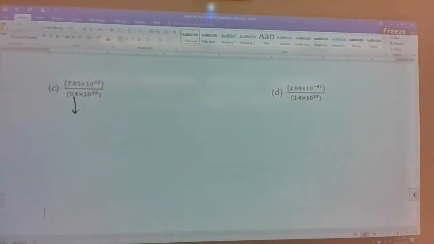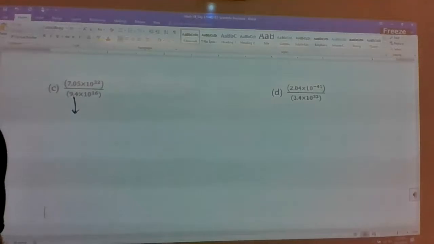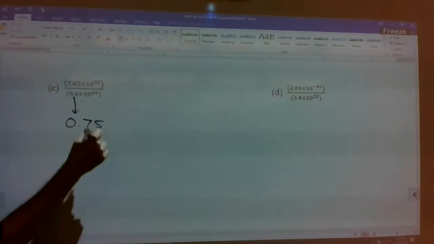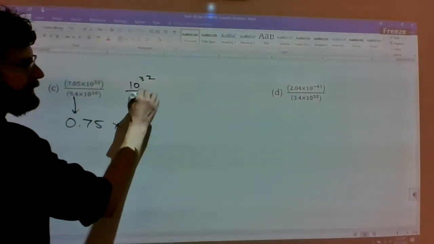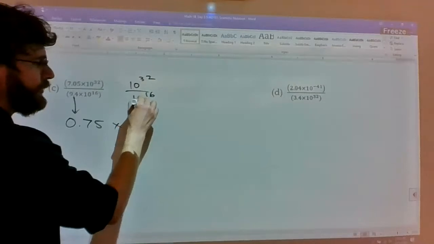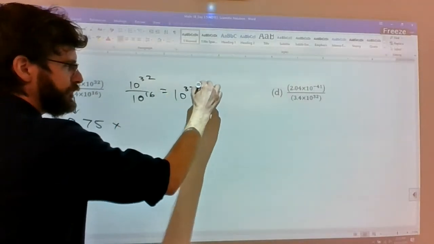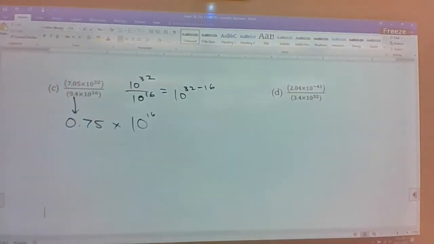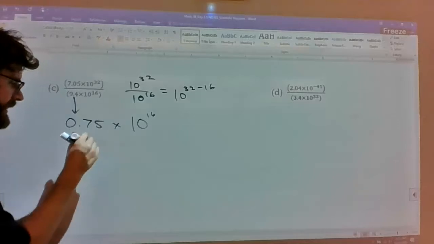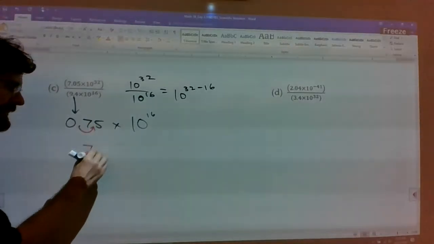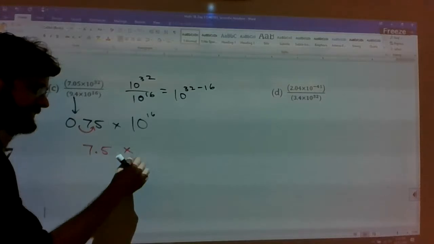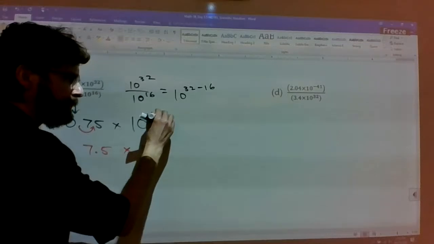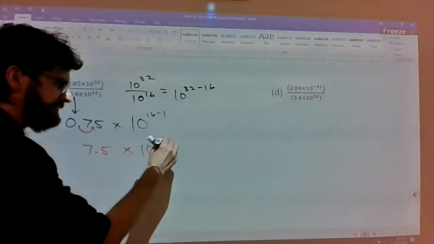You take 7.05 divided by 9.4, you get exactly 0.75. This is 0.75. The powers of 10, 10 to the 32 divided by 10 to the 16. Remember, you are subtracting those exponents. You should get 10 to the 16 power right here. We don't have enough to be between 1 and 10, so you're going to move the decimal place over 1 spot. That gives us 7.5 times 10 to the, we had to borrow a power of 10 from that group right there. So you subtract and you go down to 15.